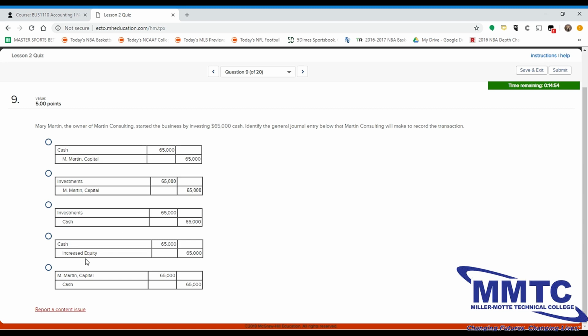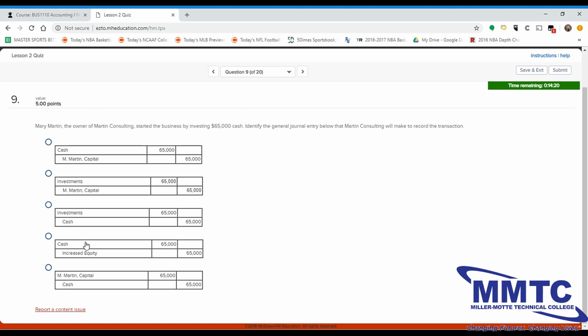Okay? All right, go ahead, Ms. Coates. Here's another chart like that. Mary Martin, the owner of Martin Consulting, started the business by investing $65,000 cash. Okay, he gave us $65,000 in cash. Identify the general entry below that Martin will make to record the transaction.